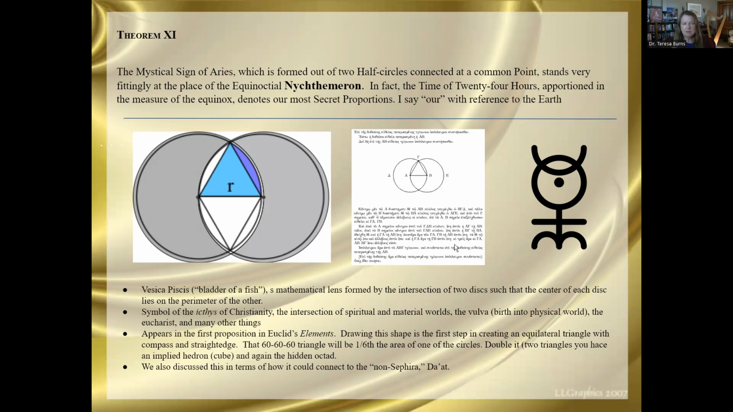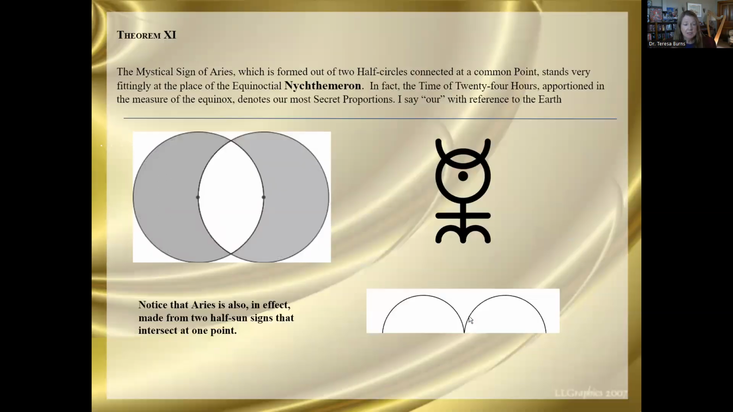So we talked about different symbols associated with the vesica. We also talked about this in terms of how it can also refer to the non-Sephira dot. I've, between then and now, given you another bit of supplementary material on John Dee's use of Kabbalah. But I want to just point out a few things about the kind of shapes Dee is drawing.